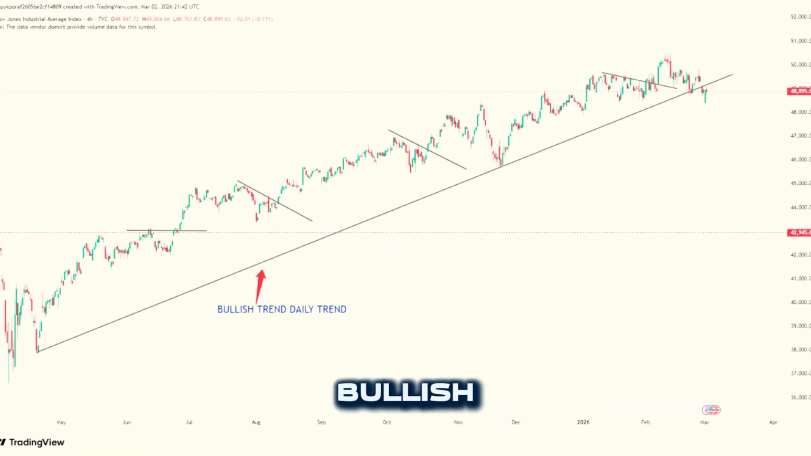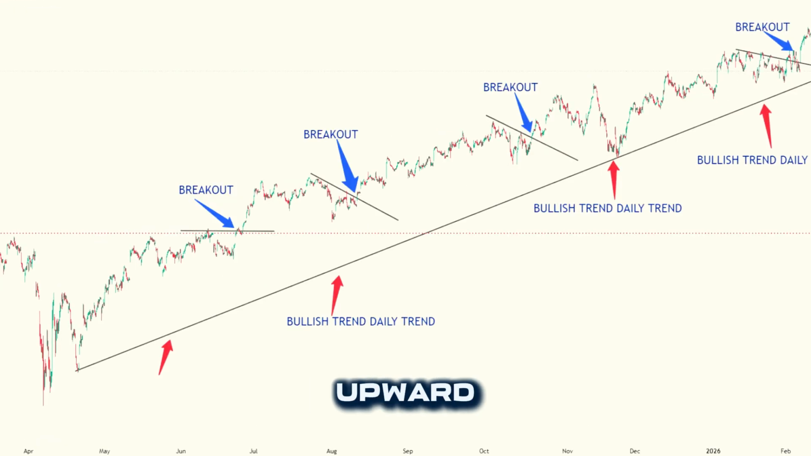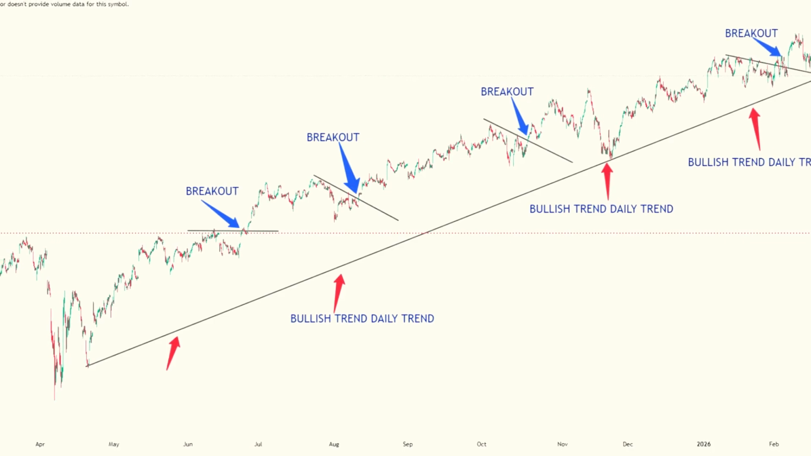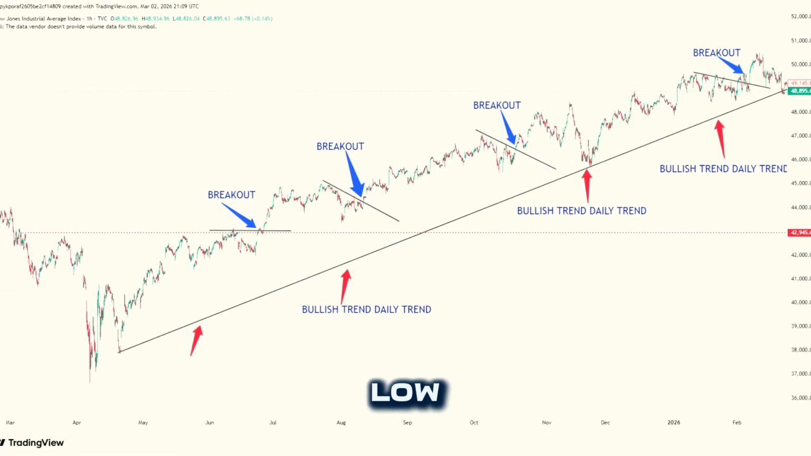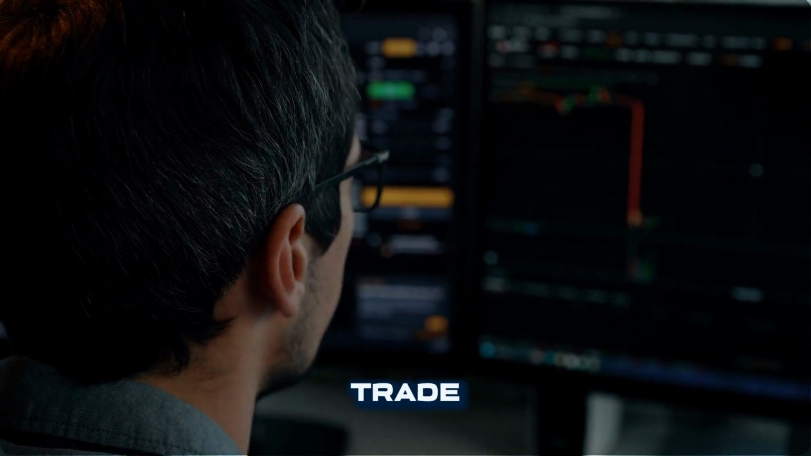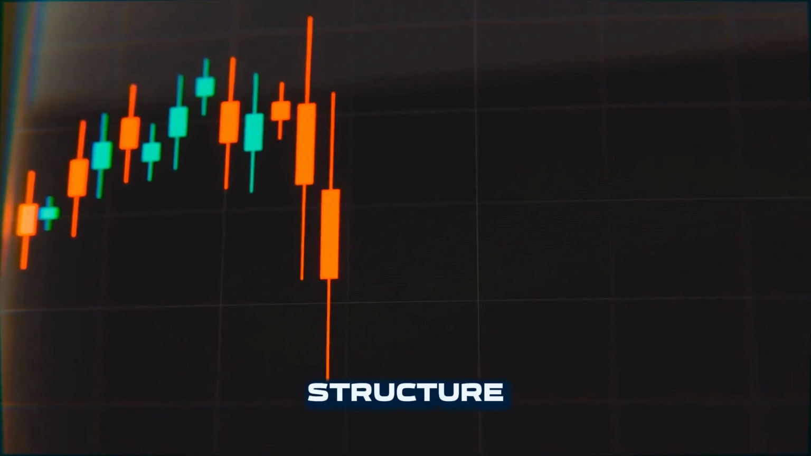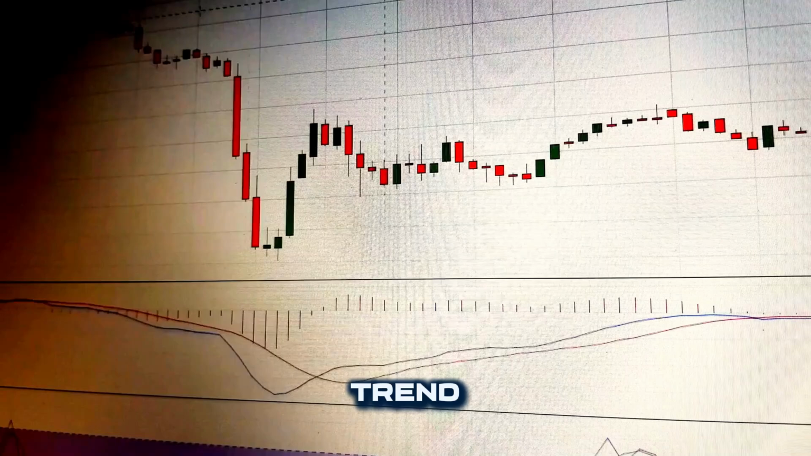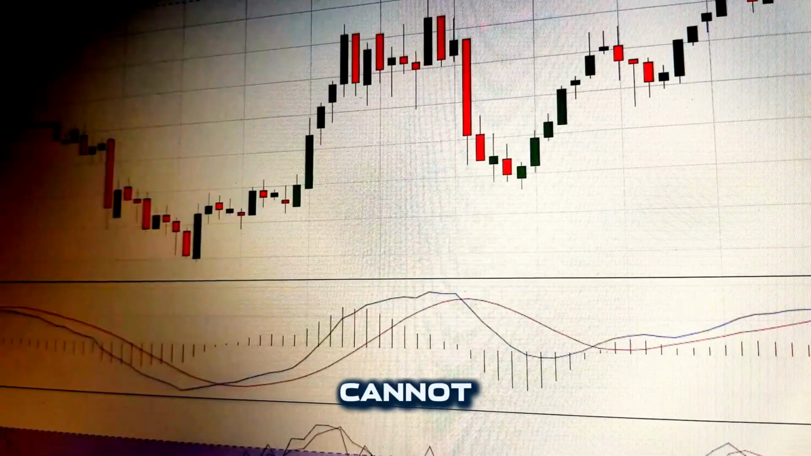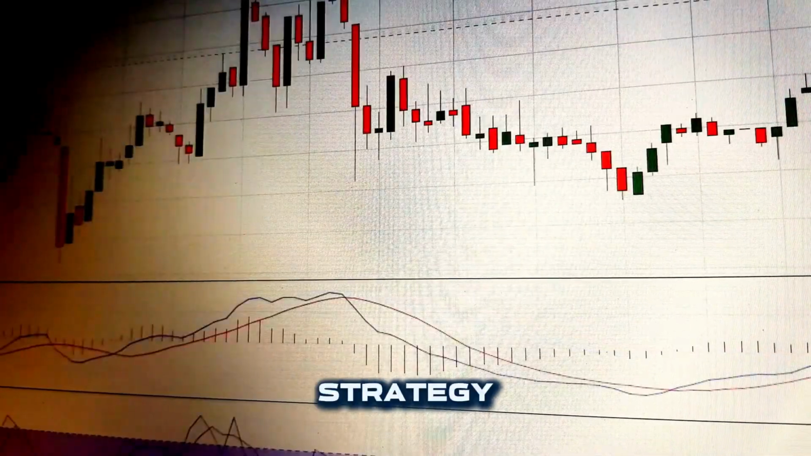If the daily is bullish, you want pullback, structure formation, trend line break upward, then break of the swing high. That is confirmation. Anything less is low probability. Do not trade in ranging markets against the daily trend before structure breaks, without confirmation, or because you are impatient. Trend lines require discipline. If you cannot wait, do not use this strategy.